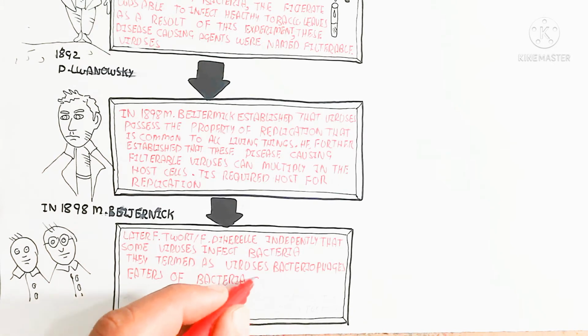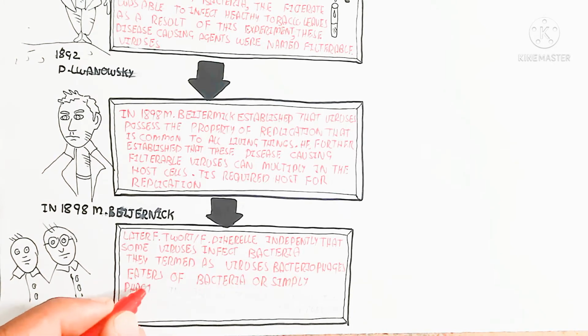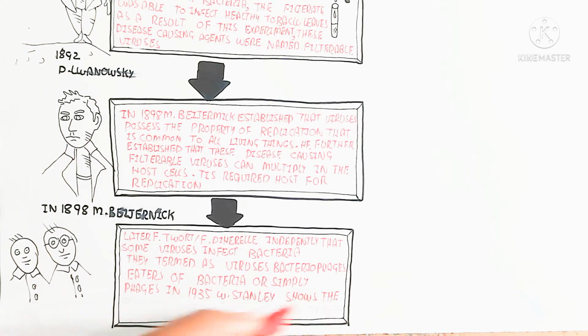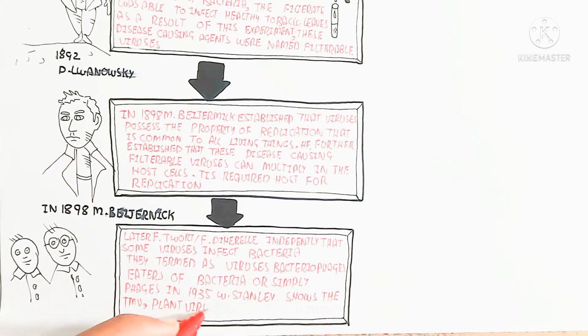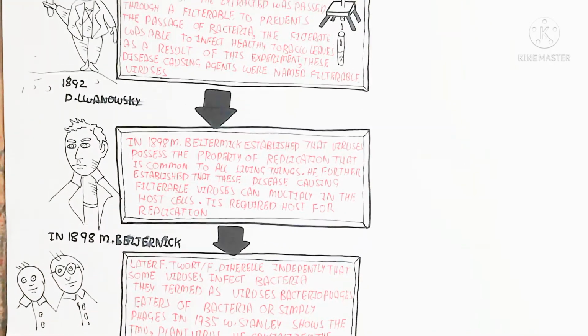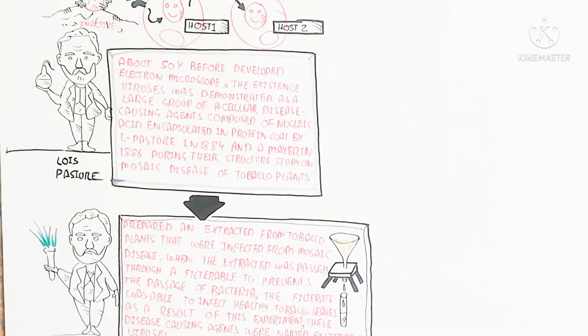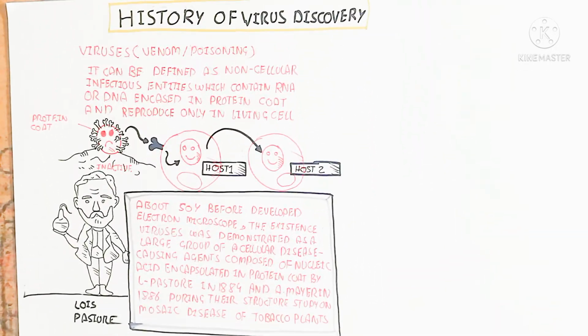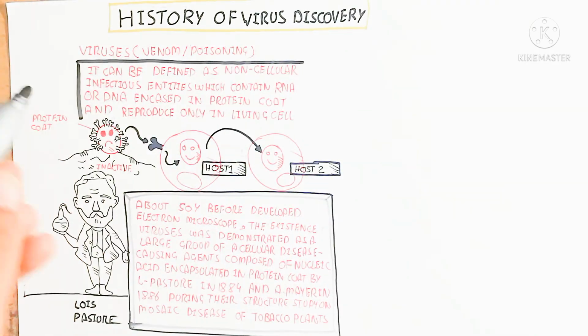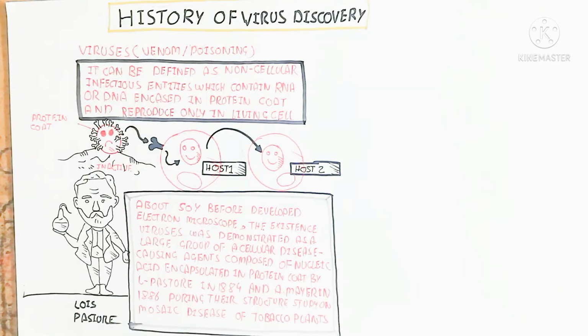And W. Stanley showed that the tobacco mosaic virus, a plant virus, could be crystallized as a protein. So in this way the discovery was completed. This was the history of the virus, and in the next video we will discuss the structure and function of the virus. That was the overview of the history of the virus.